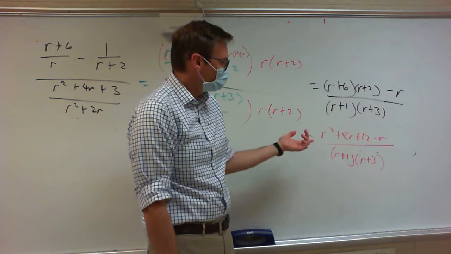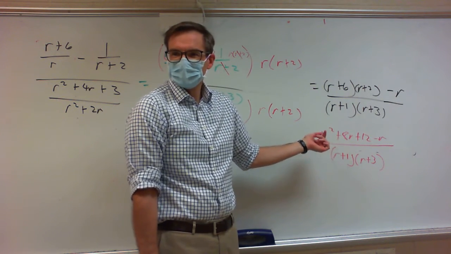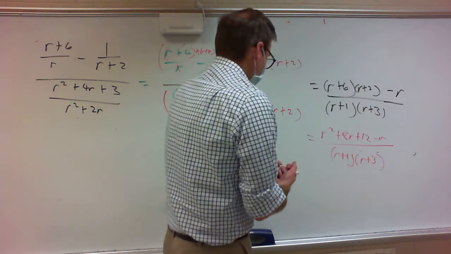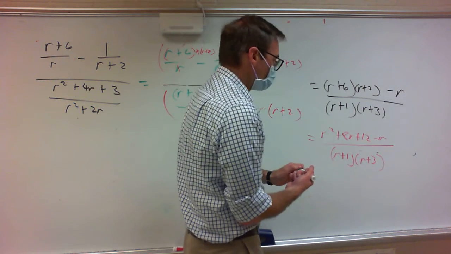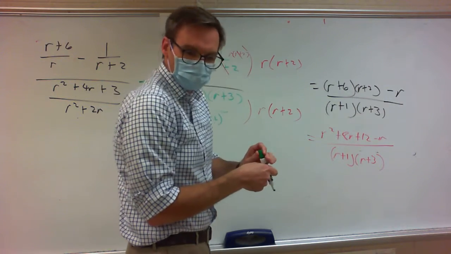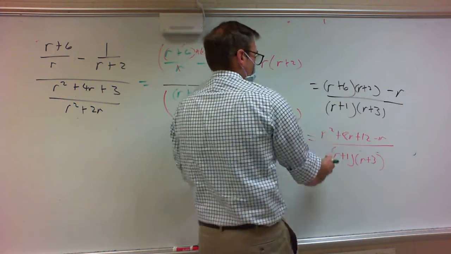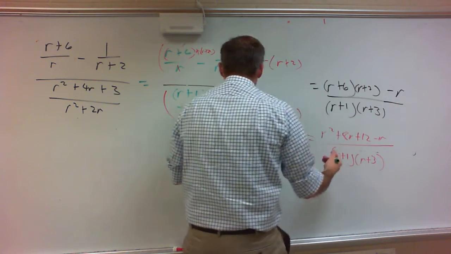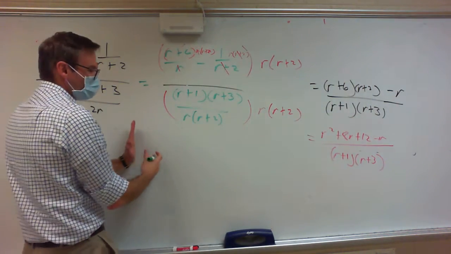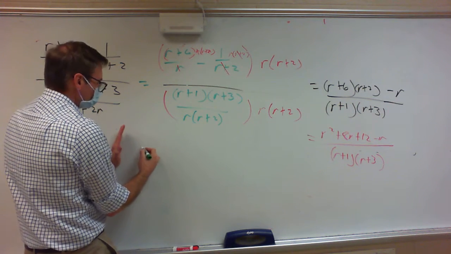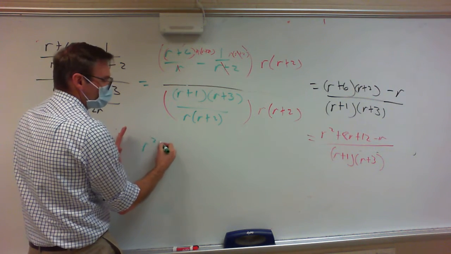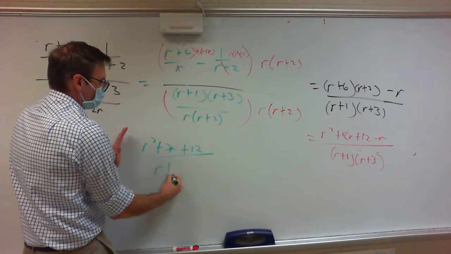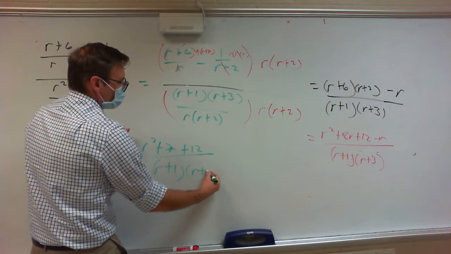Huh. Well, I guess I can clean that up a little bit, right? Because that 8r minus r. I'm running out of room. I wrote way too big. So I end up with, sorry, I've got to come back over here. So I end up with r squared plus 7r plus 12 all over r plus 1 times r plus 3.